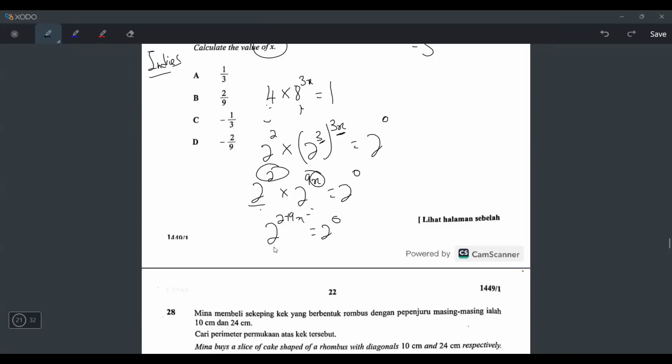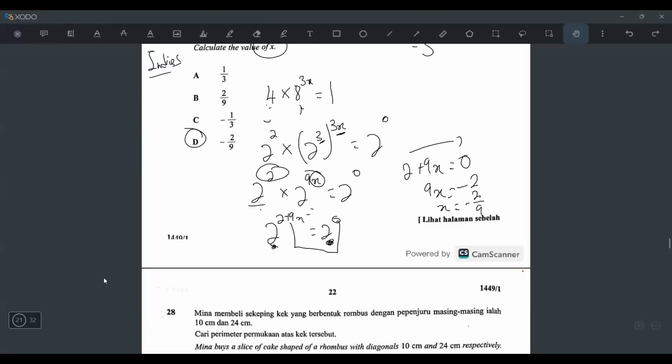And now, can you see I can compare? Because the left side, the base is 2. The right side also, the base is 2. It means the base is the same on both sides, so the powers must be the same too. Means 2 plus 9x must equal 0. So 9x equals -2, x is -2 over 9. Answer is D. Right? That's how you do it.